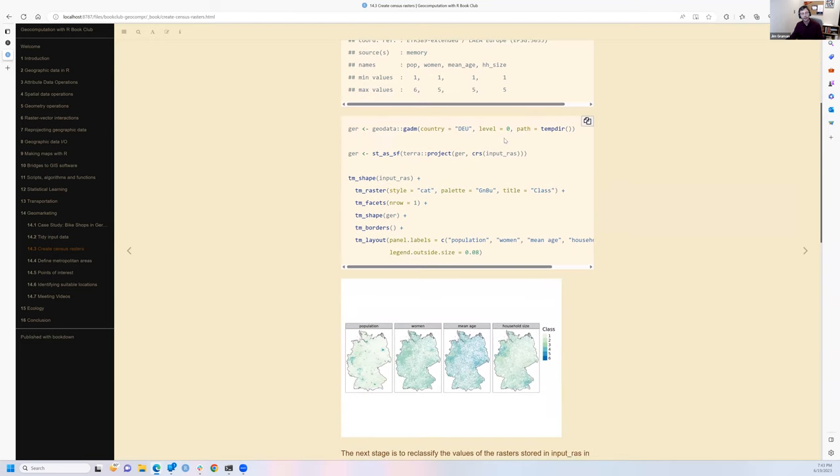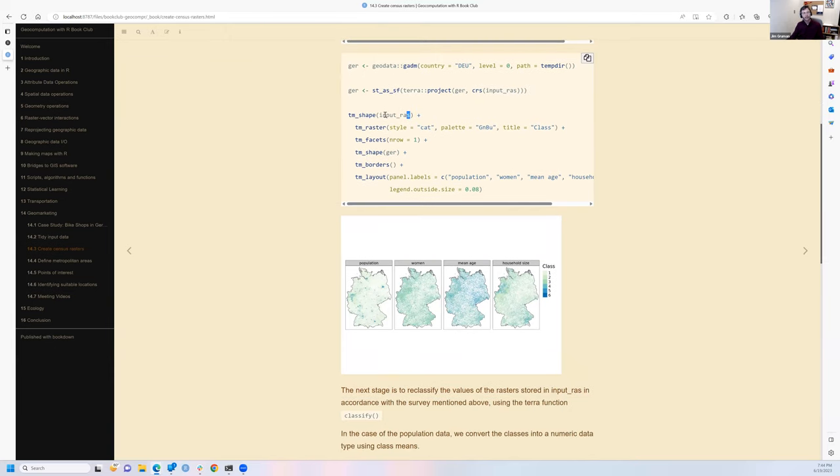We're also going to get a map of Germany, country DEU, and convert that to an sf object. Using tmap's tm_shape, we can plot each layer of the raster in a tmap. You can see within Germany, in a grid, the color of the point is the number, or the class, of the intensity of each of the layers in the file. The HH is household size.